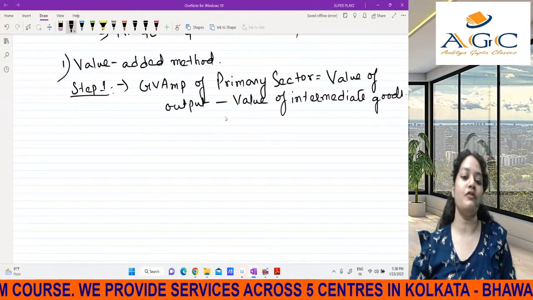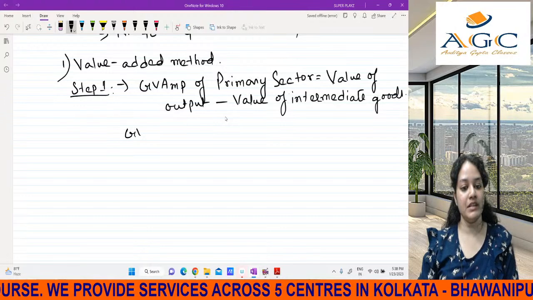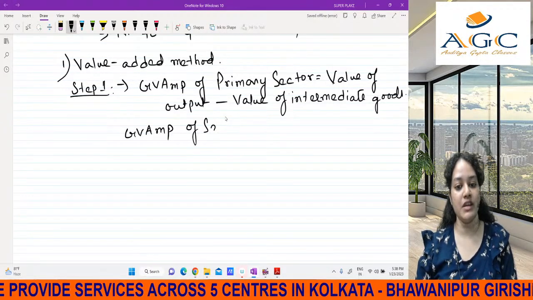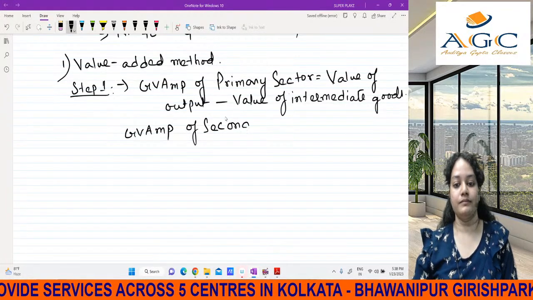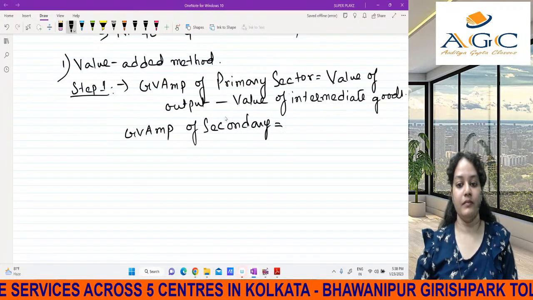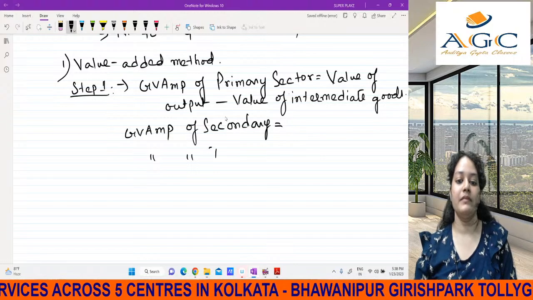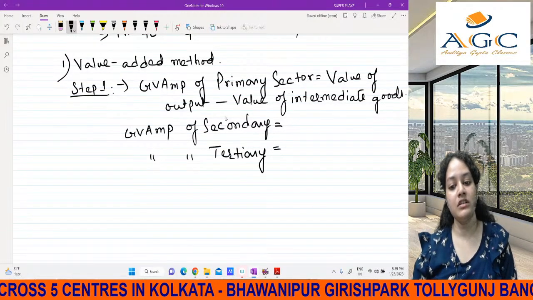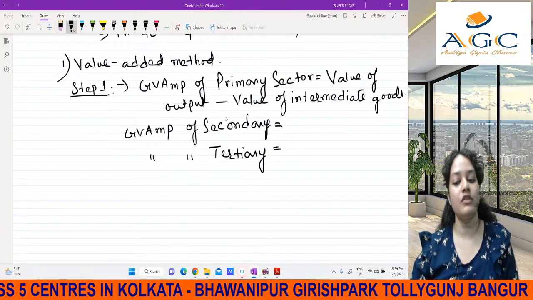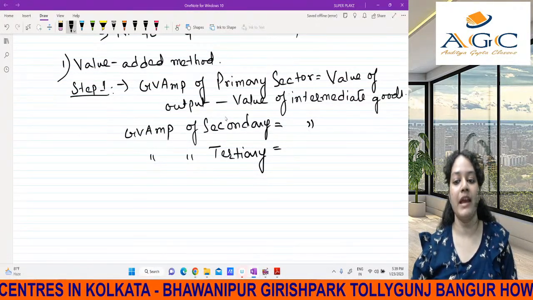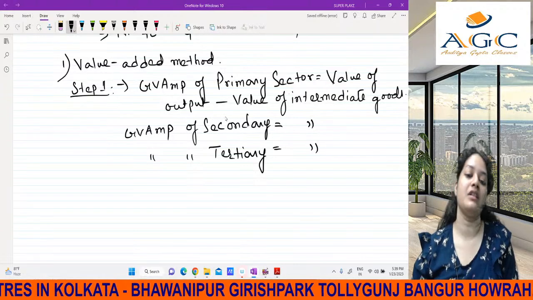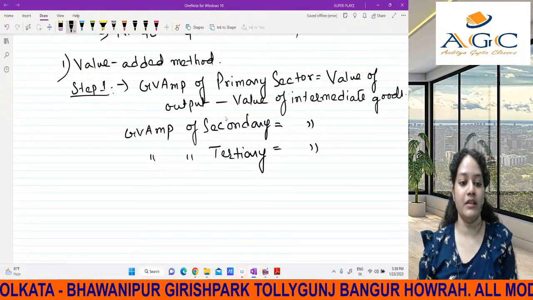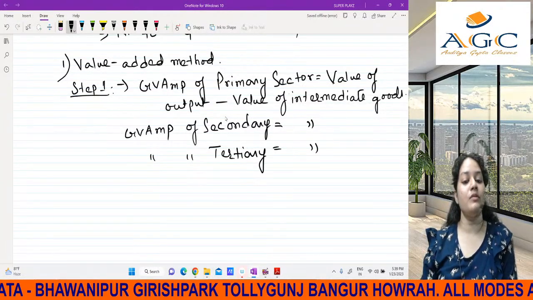Now you have to find out your GVAMPs of all the three sectors, as in GVAMP of secondary and tertiary as well. And the formula for all the three would be the same. It would be value of output minus value of intermediate goods. So after finding out the GVAMPs of all the three sectors, that would be your first step.